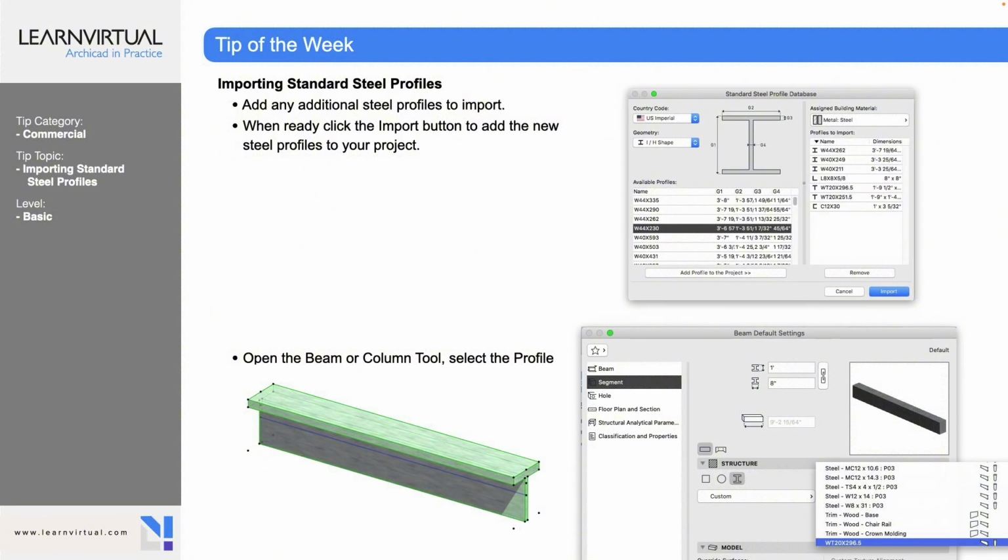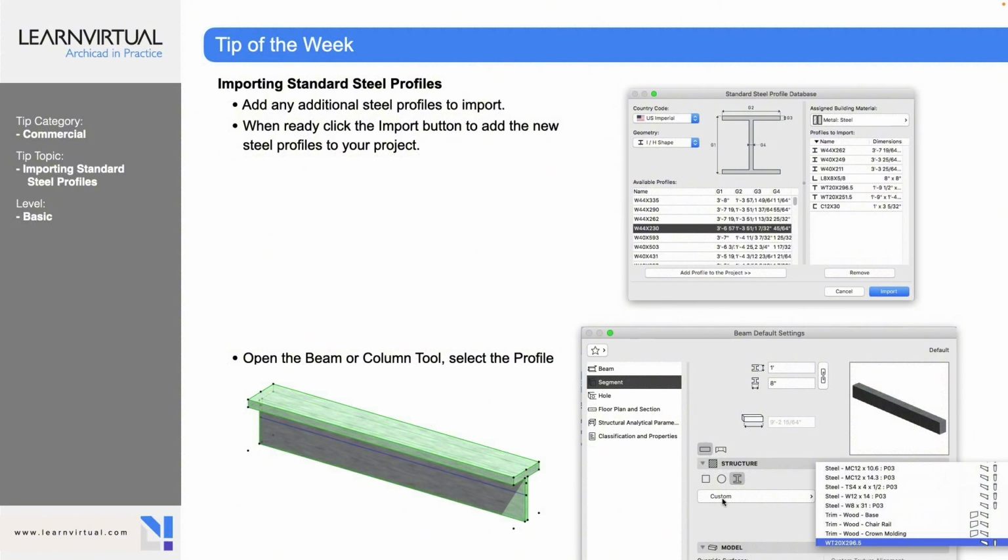Once we've imported them into the project, if they are beams, we can go to the beam settings, double click and open those up. In the beam settings, you want to go to the left side of your settings. You'll see beam, segment, hole, etc. You want to select segment. When you do that, you can go down to the option there where you can see it. Select the first option right here.